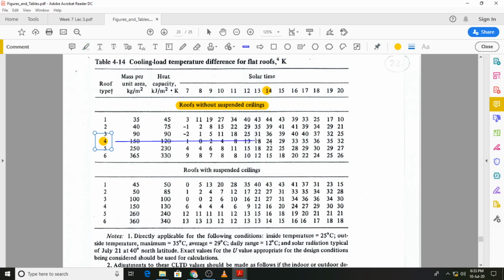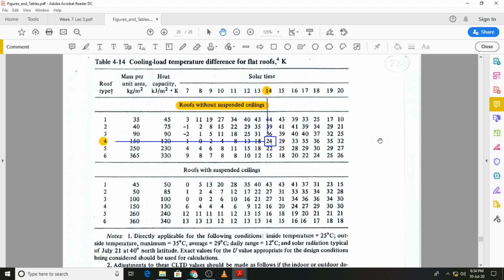So if you look at the CLTD value, you can see it is 24 degrees C or 24 Kelvin, because it's a temperature difference, it is the same, and that is the CLTD value.